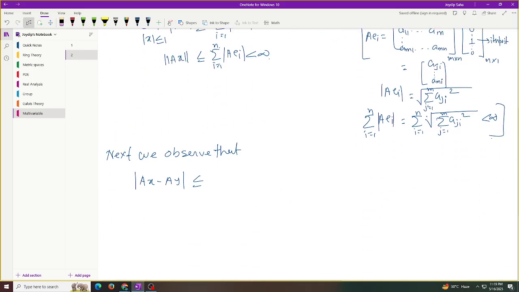what are we getting here? What is this? So it is Lipschitz because it is finite.